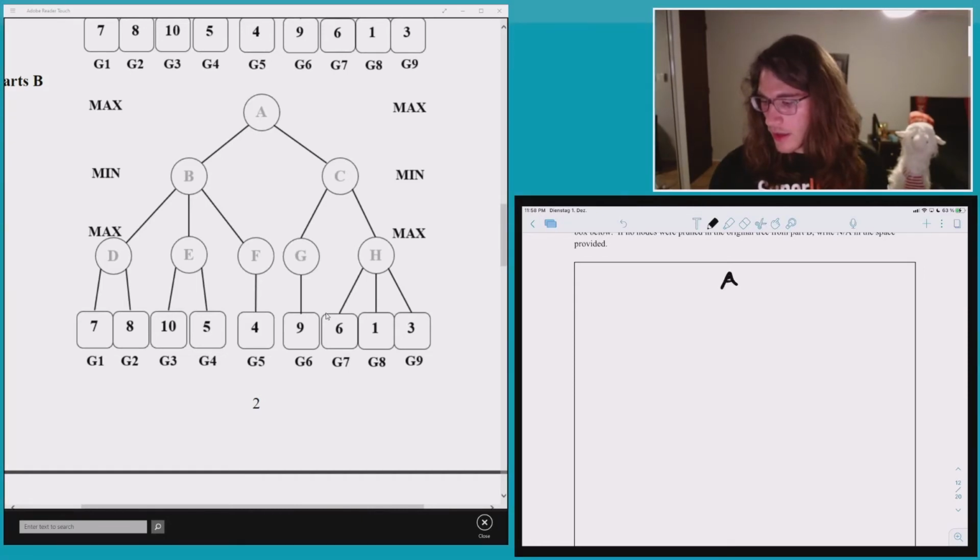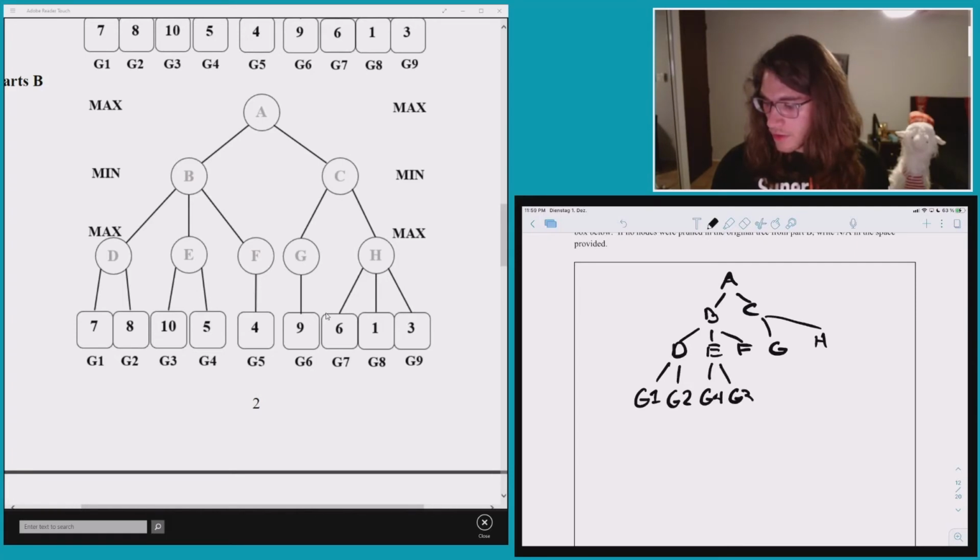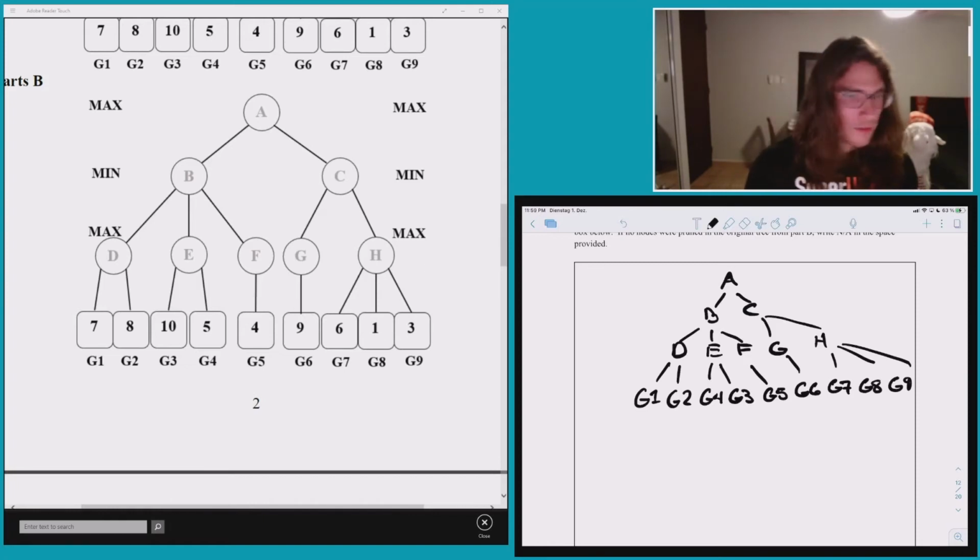It's going to be A, B, C, D, E, F, this is G, and H. And then the leaf nodes would be G1 in this order: G2, G4, G3, G5, G6, G7, G8, and G9. That's one very ugly tree.